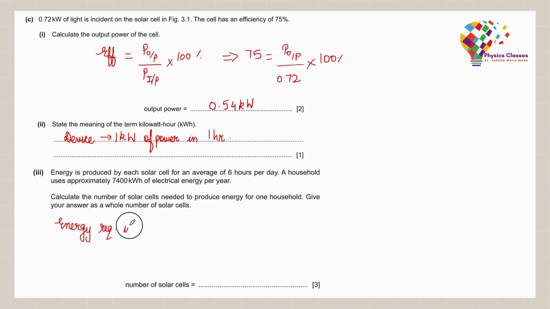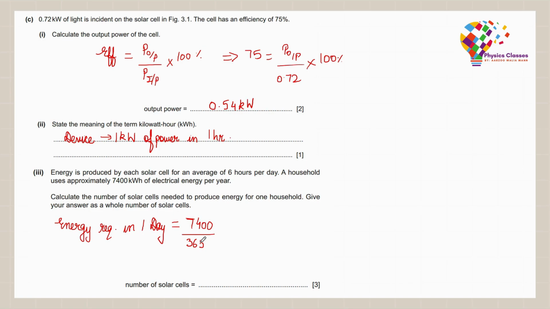Let us calculate the energy required in 1 day. So energy required for one household in 1 day. For that, we simply have to take the total energy for the year and divide it by the number of days in the year. So in 1 year, we would generally take the number of days as 365. So 7,400 divided by 365. This will give me the energy in 1 day.